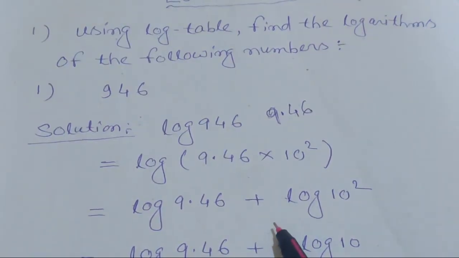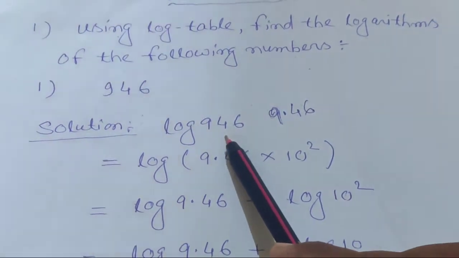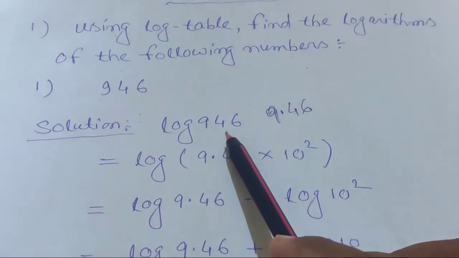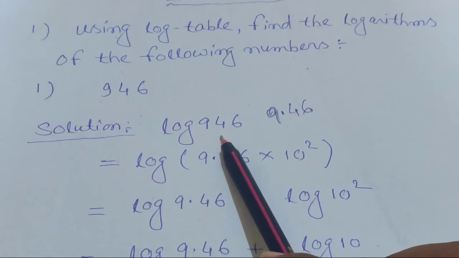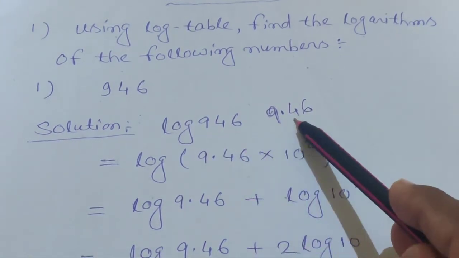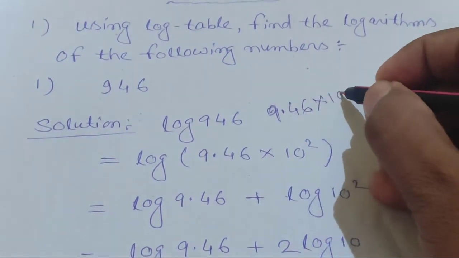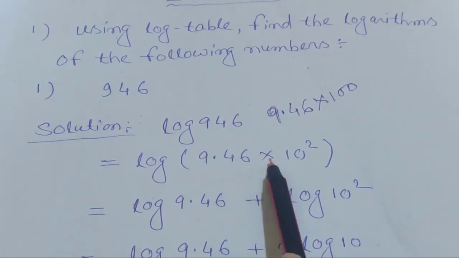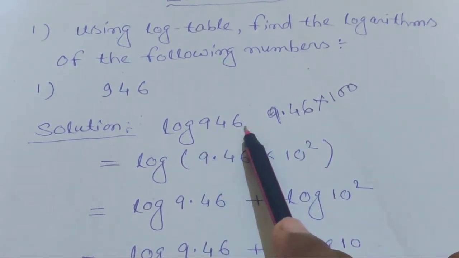Let us try one sum: how can we find the log of 946? To find the log of 946, we should know what the characteristics is and what the mantissa is. To find the characteristics, we have to bring the decimal so that before the decimal there is only one digit. So I write 946 is equal to 9.46, and to remove this decimal I have to multiply by 100. That means 946 is equal to 9.46 into 10 square. 100 means 10 square. If we multiply this, we will get 946 only.